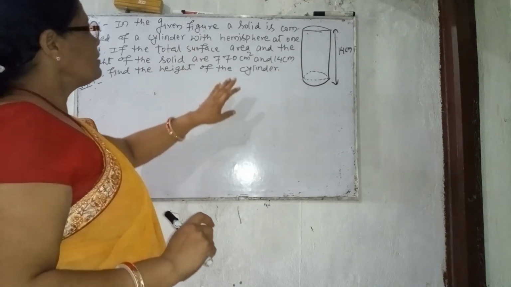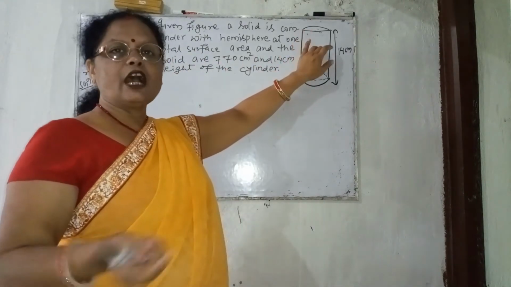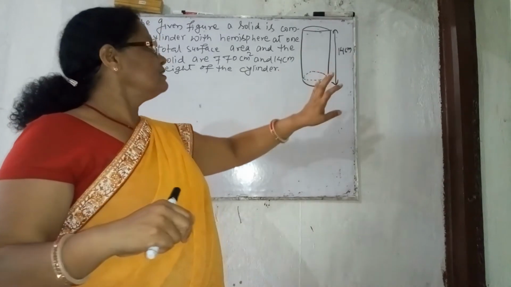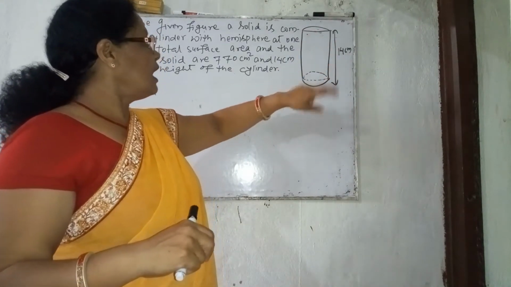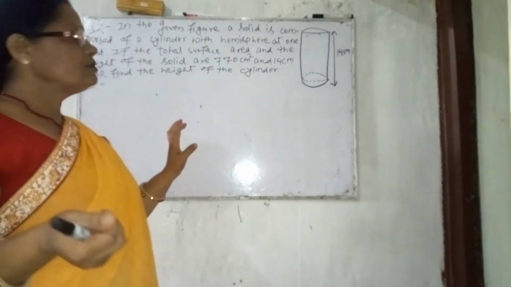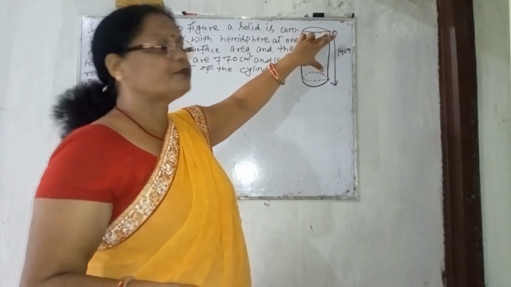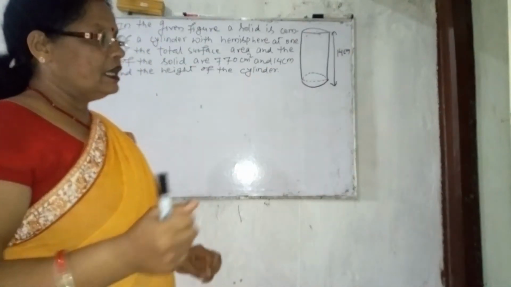The total surface area of the solid is given, and the height of the solid is given. Then we have to find out the height of the cylinder. Only the height of the cylinder, this much part we have to find out. Let's see.